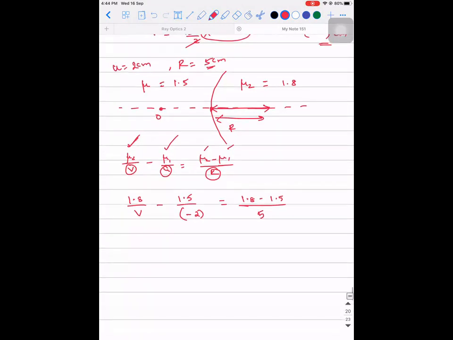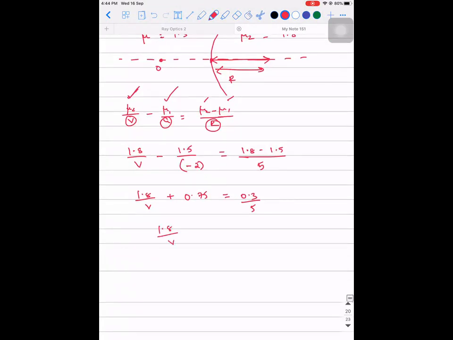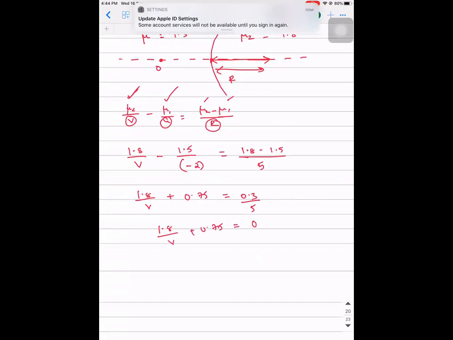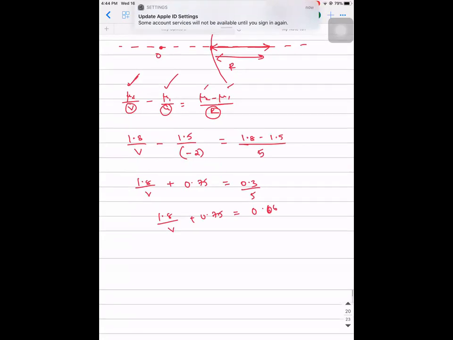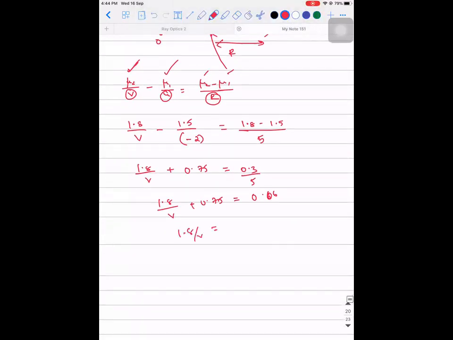So 1.8 divided by V plus 1.5 divided by 2, which is 0.75, is equal to 1.8 minus 1.5, which is 0.3, divided by 5. So 1.8 divided by V plus 0.75 is equal to 0.06. Calculate the final value. You will get a negative value. So a negative value indicates that here also the image formed is virtual.